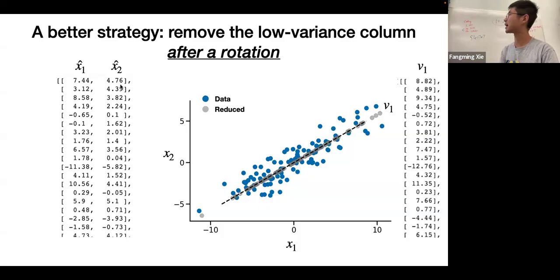Initially you had 2 columns. Now you only have 1 line. By using this 1 line, you can pretty much still reconstruct a lot of the original 2 columns.